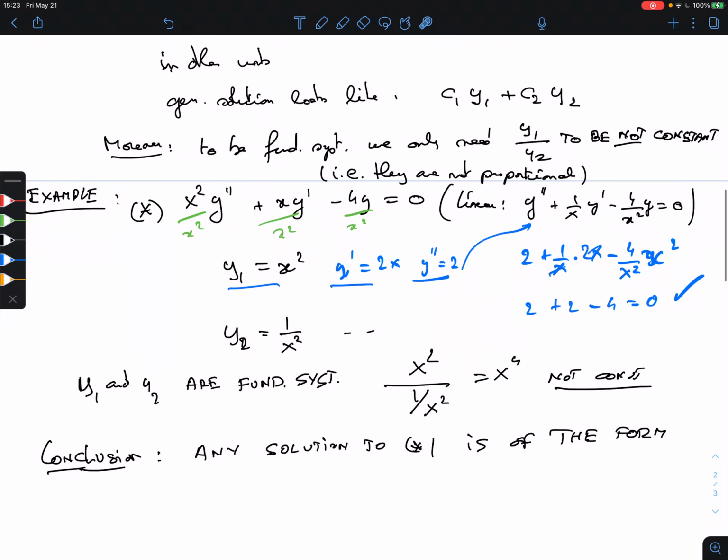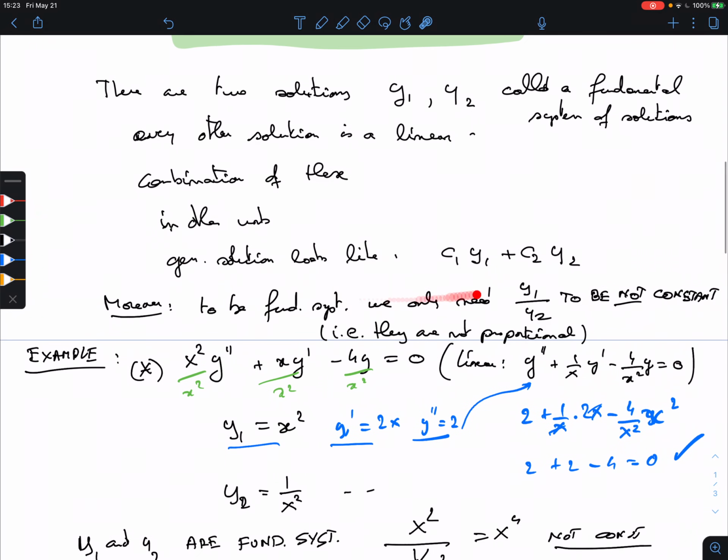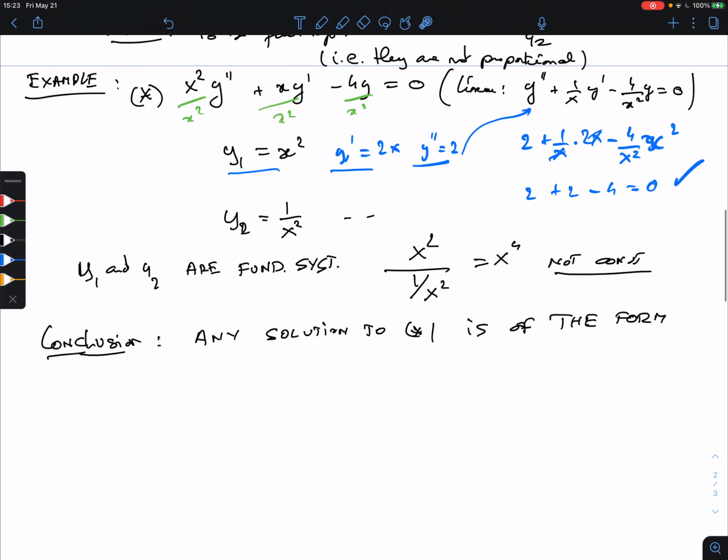So what we have is two solutions, and they are fundamentally different in the sense that one is not a multiple of the other. In other words, if you take the quotient, it's not a constant. Then this result guarantees me that any solution can be written as a linear combination, c1 x squared plus c2 1 over x squared. So this is the general solution. y equals this expression is the general solution. Why is that important?